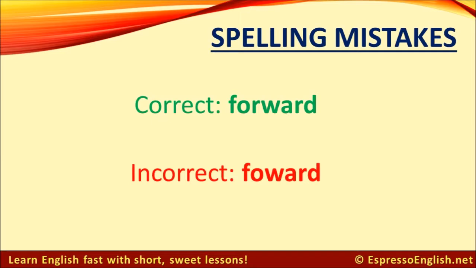Here's another one, the word forward. Now, some people pronounce it "forward," and some people pronounce it more like "foward." But when you're writing it, you need to include the R: F-O-R-W-A-R-D. Again, when speaking fast, we sometimes say it as if there wasn't that first R, but you need to write it with both R's.